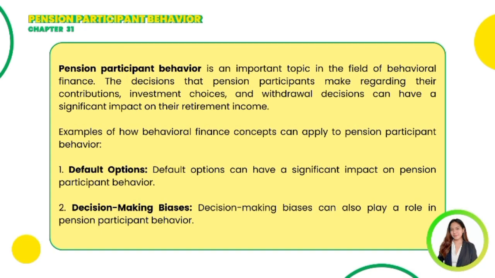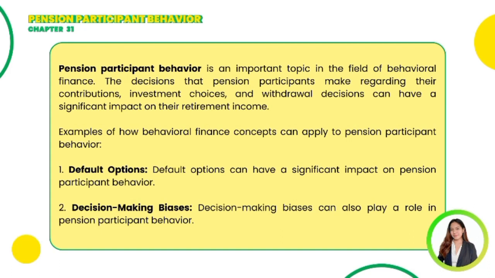Default options can have a significant impact on pension participant behavior. For example, if the default contribution rate is set too low, many participants may not contribute enough to meet their retirement goals. Similarly, if the default investment option is too conservative, participants may miss out on potential investment returns. By understanding how default options can influence participant behavior, pension plan sponsors can design defaults that encourage positive outcomes.